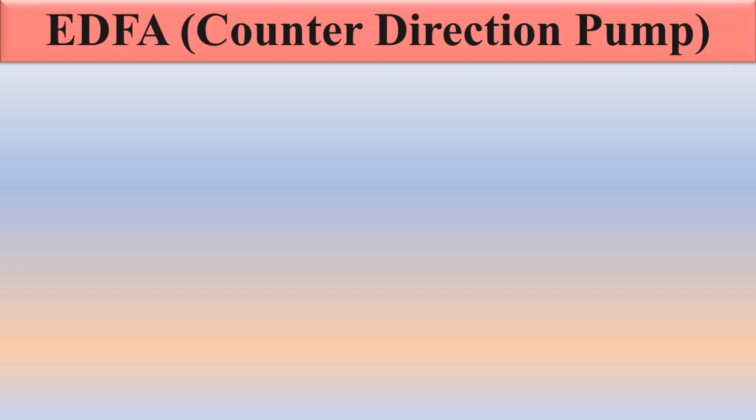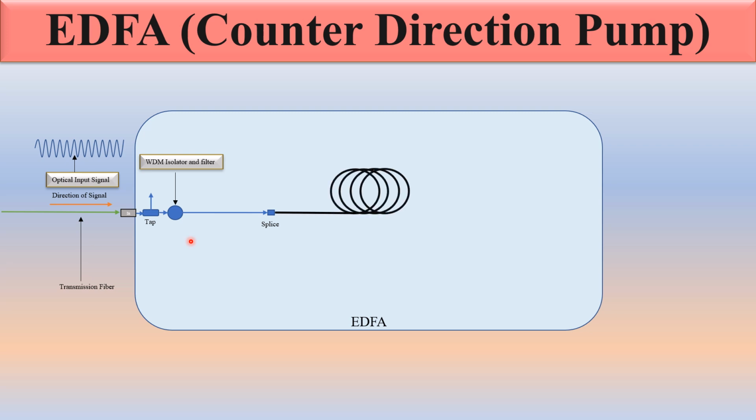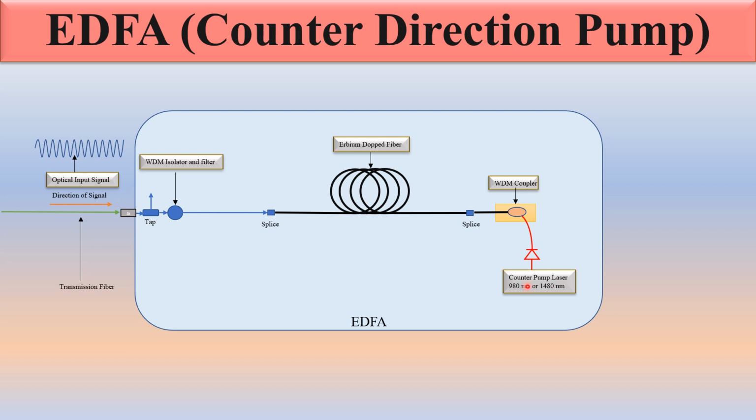Let's see the counter-directional pump. This is the optical input signal. This is the direction of the signal. Transmission fiber, again the same. This is the input signal. Tap, there is a WDM, isolator and filters. This is a splice. You can see the signal is moving from left to right. And here there is a WDM coupler. This is a counter pump laser, because this pump laser is in the opposite direction to the flow of the signal. That's why this is called the counter-directional pump.